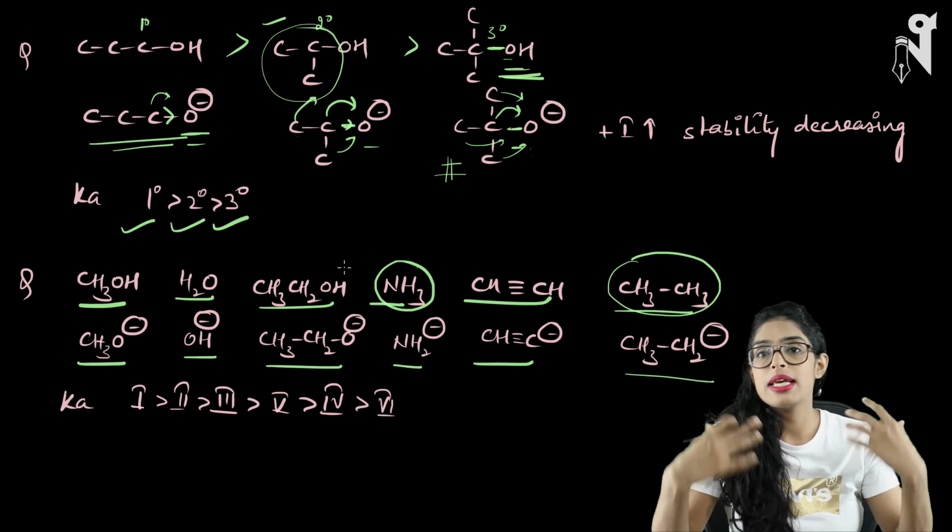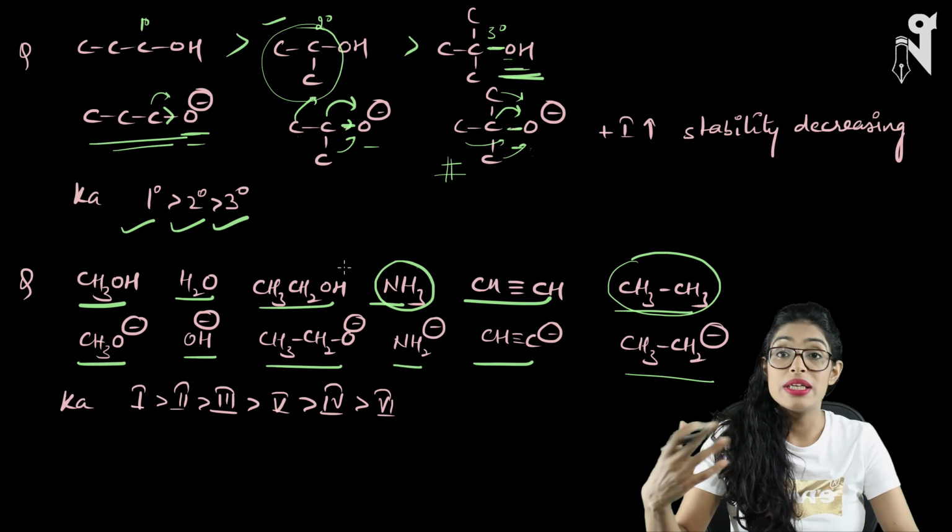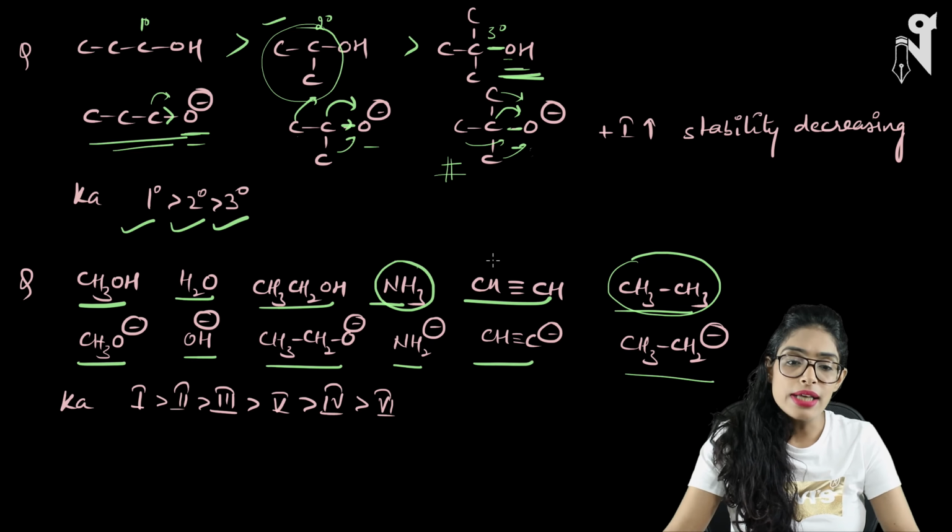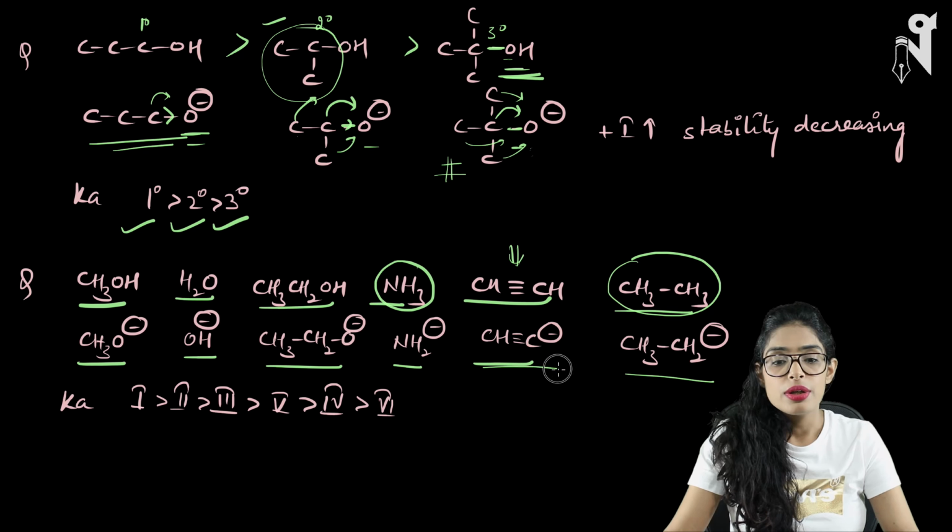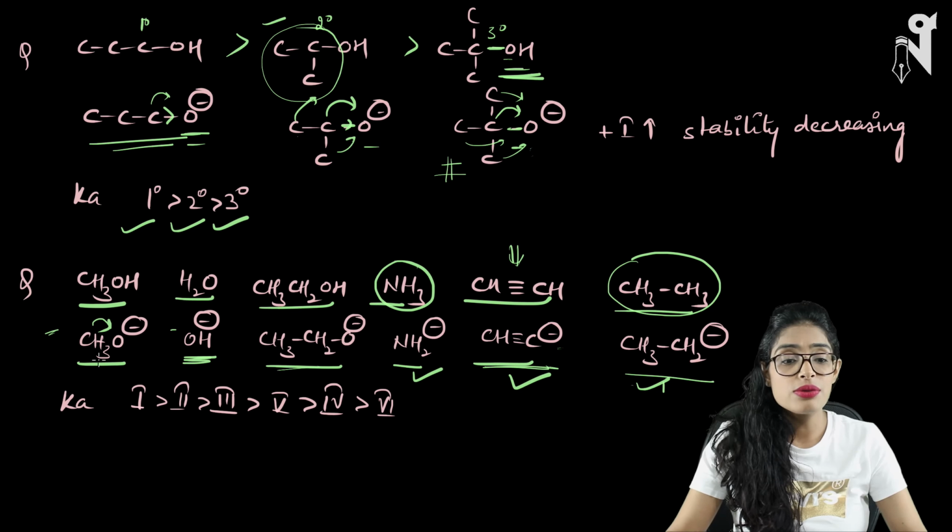Its pKa value is very high. Then it has some acidic character over here due to the terminal hydrogen. So alkane is least acidic, then comes your NH2, and then comes your alkyne. Now let's compare these three compounds.